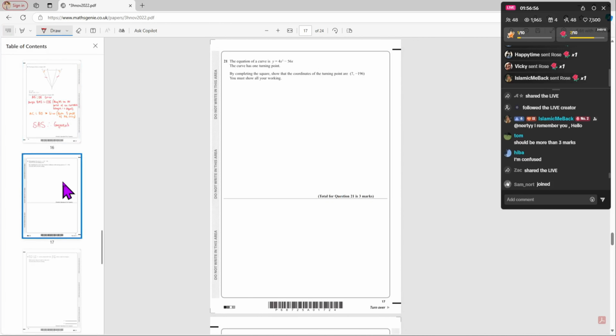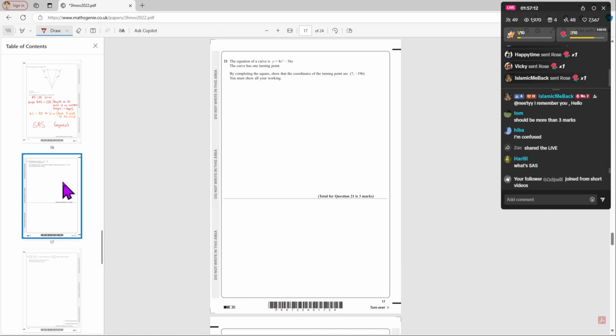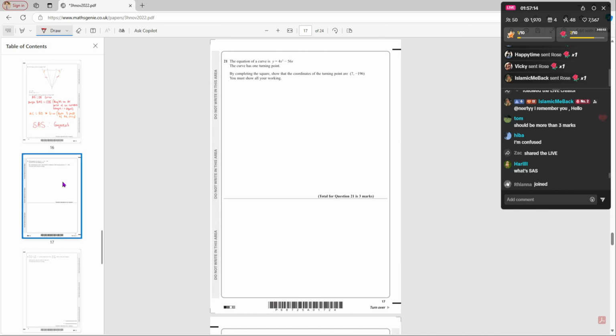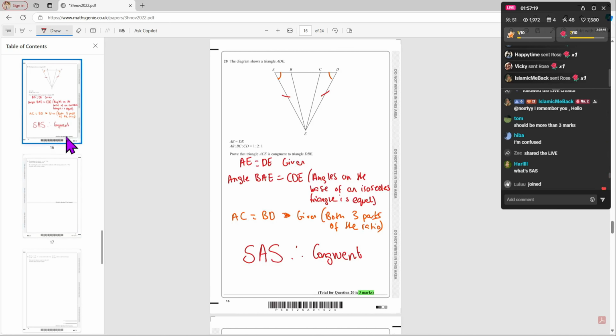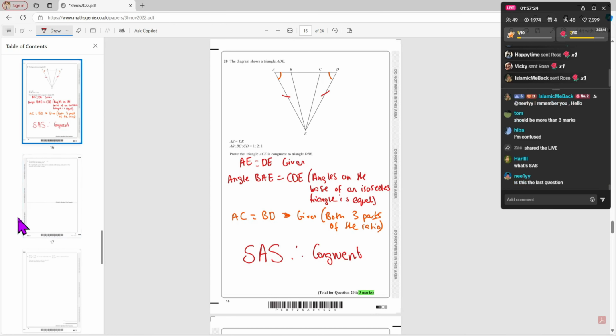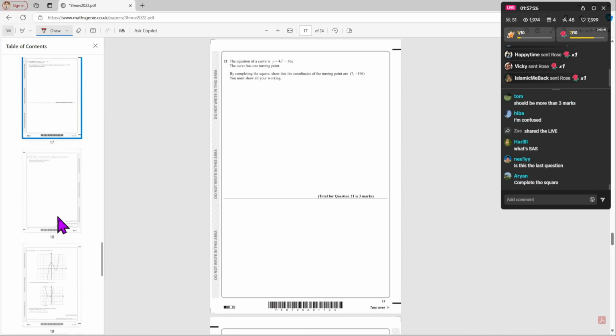So let's move on to question number 21. Now I'm going to get to the hard questions. What does SAS mean? It means that two sides are equal and one angle is equal. The S stands for sides, the A stands for angle. So in the two triangles, there are two sides equal and there is one angle equal. No, this is not the last question. I think we have 5 questions left.